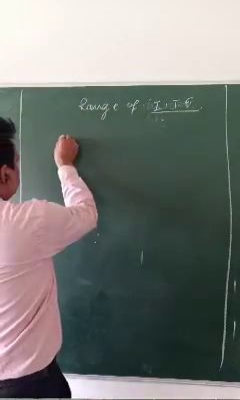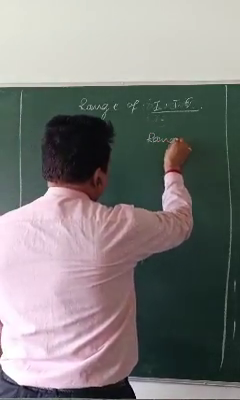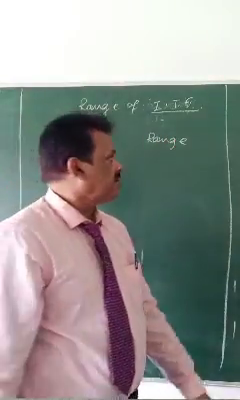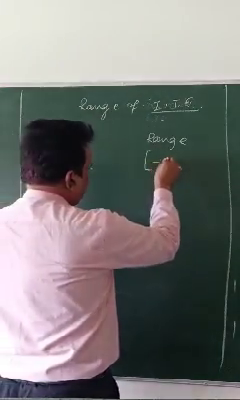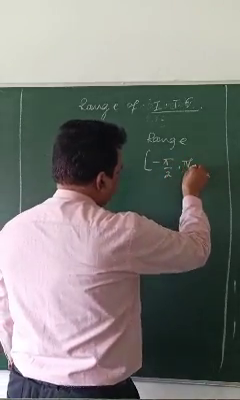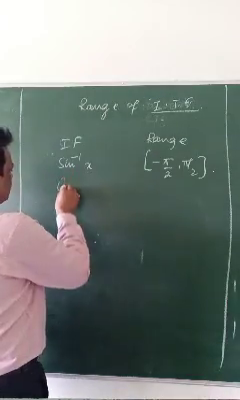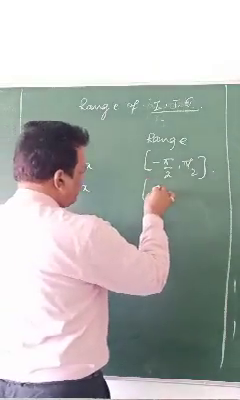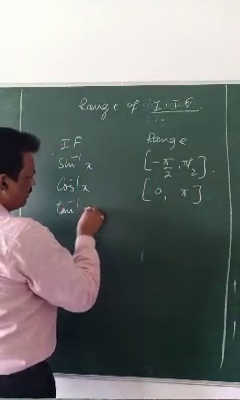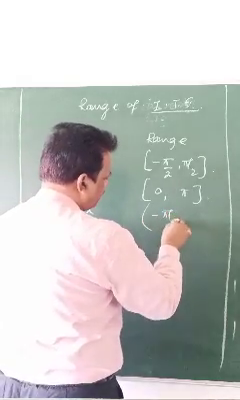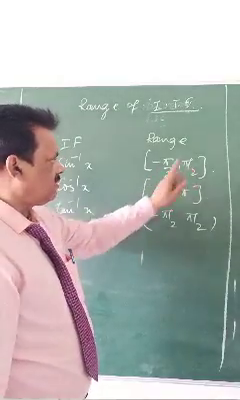Before that you should remember the inverse functions and their ranges, because the domain I have already discussed. I am not going to write the domain here. So sin inverse x lies between minus pi by 2 to pi by 2. Then cos inverse x remains between 0 to pi. Tan inverse x remains between the open interval minus pi by 2 to pi by 2. This one is not included, this one is included here.